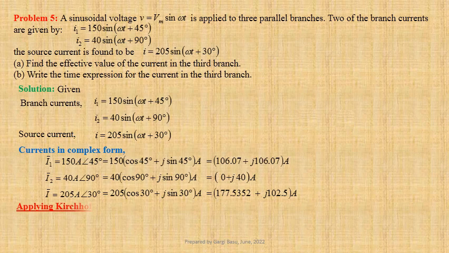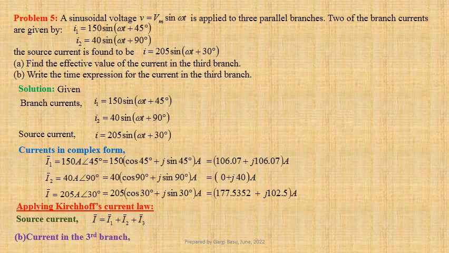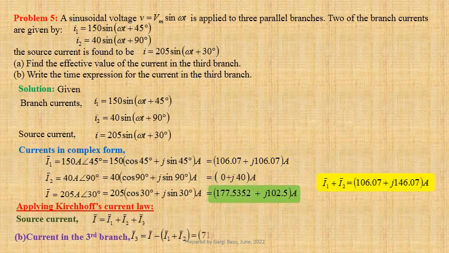Now applying Kirchhoff's current law, we get source current I equals I1 plus I2 plus I3. Therefore, the current flowing through the third branch, I3 equals I minus (I1 plus I2). Let us now calculate I1 plus I2. Using values, we get 106.07 plus j146.07 ampere. Therefore, I3 equals 71.4652 minus j43.57 ampere.